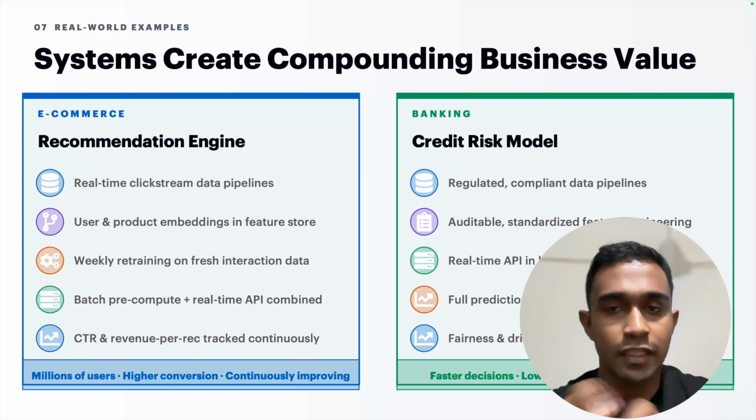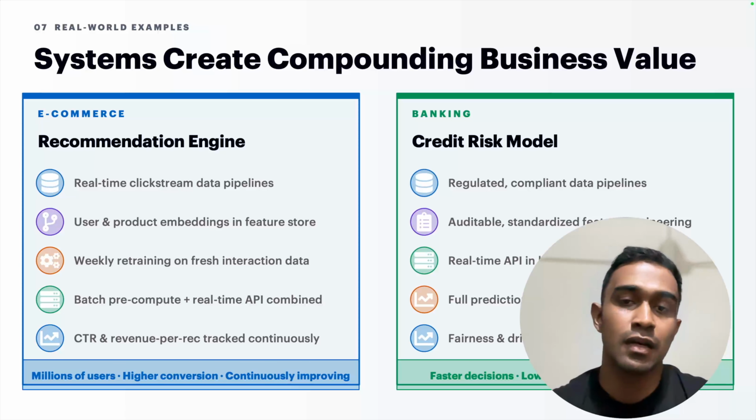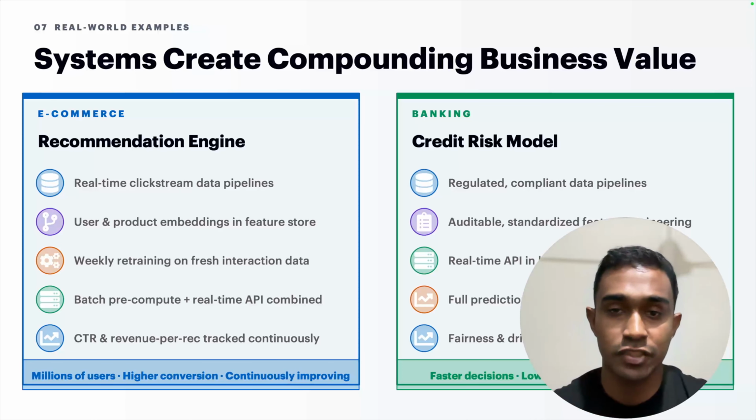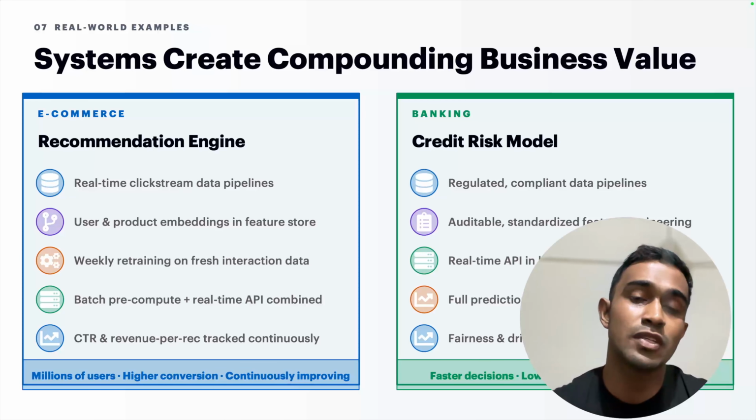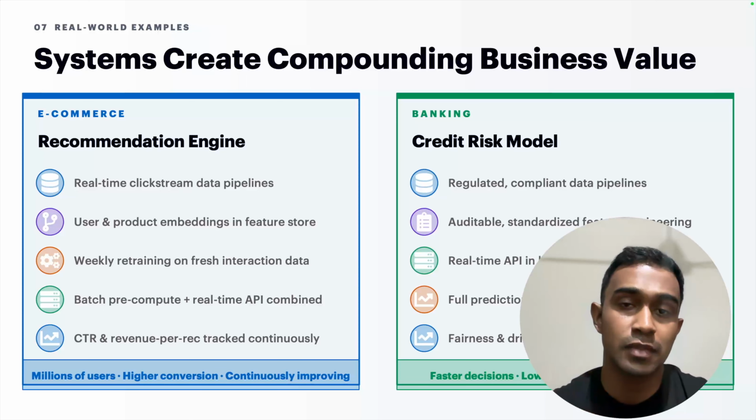Let me bring everything together with two real-world examples. These will show you how all the pieces we have discussed work together in practice. So example one is an e-commerce recommendation engine. The model at the center could be a collaborative filtering model or a deep learning recommender. Its job is to predict which products a customer is most likely to click on or buy.